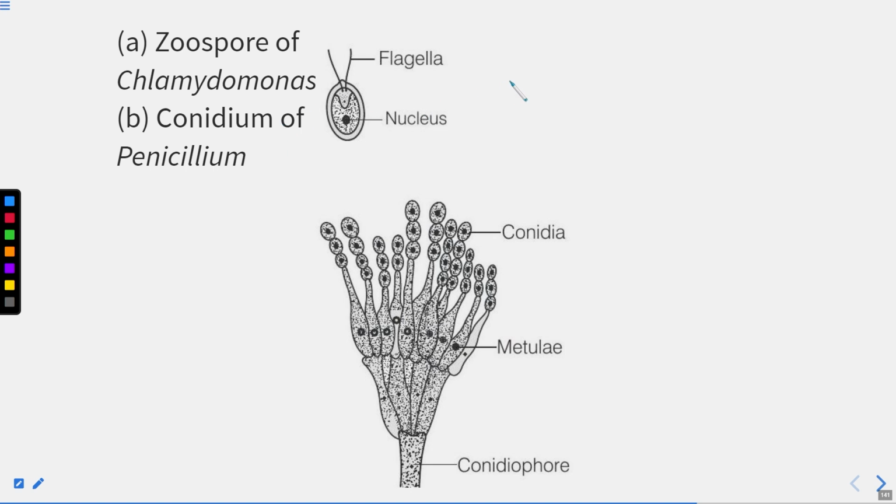Here you can see this is the image of a zoospore. This is a zoospore present in the alga Chlamydomonas, and here you can see the conidia present in the fungus Penicillium. So Penicillium is a fungus. It belongs to kingdom fungi, whereas Chlamydomonas is an alga. You can see the structure of zoospores. It contains a nucleus and contains flagella, means zoospores are motile. They are motile asexual spores.